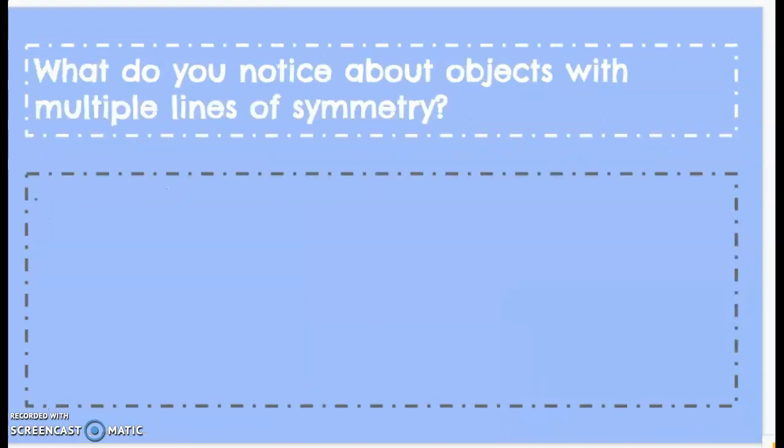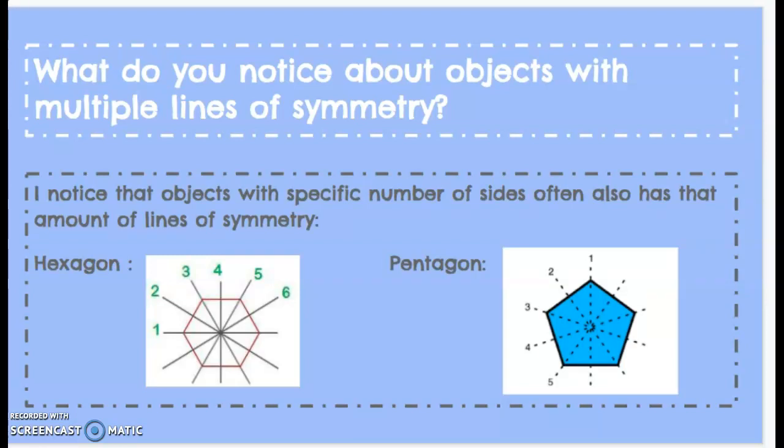What do you notice about objects with multiple lines of symmetry? Take a second to think about that. Well, I definitely noticed that an object with a specific number of sides often also has that same amount of lines of symmetry. So for example, a hexagon here has 6 sides and it also has 6 lines of symmetry. The same can be said with a pentagon, 5 sides and 5 lines of symmetry.